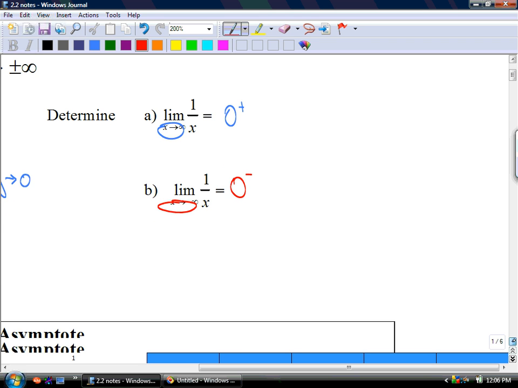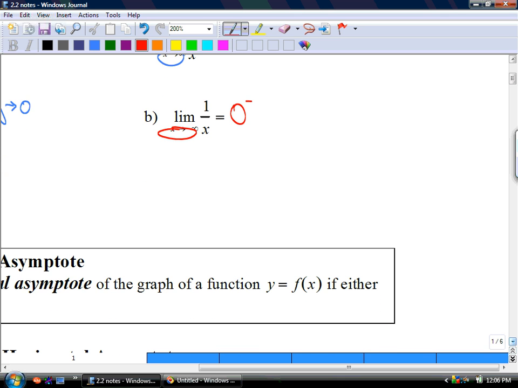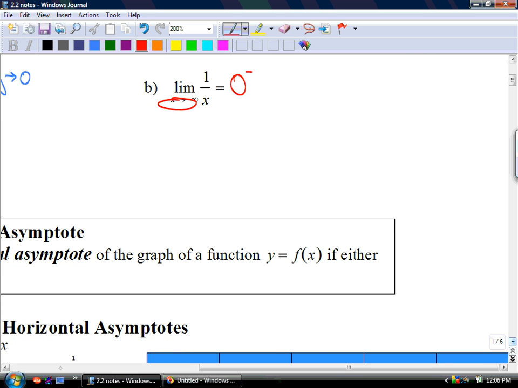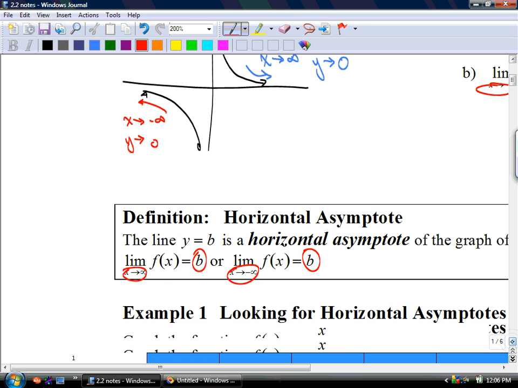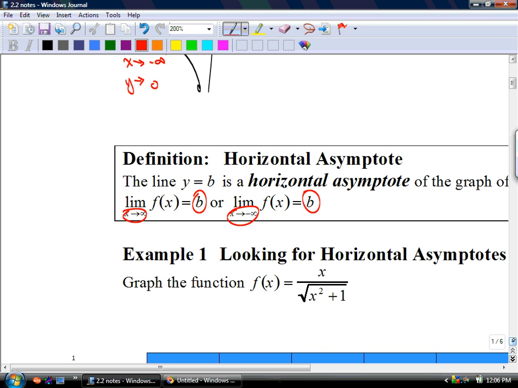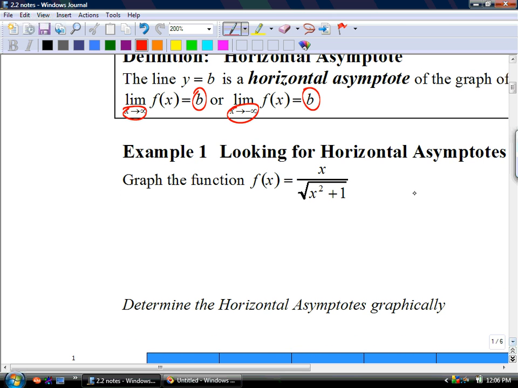So then the next thing that we did was define what a vertical asymptote is. And in high school and in grade 11, we didn't really define it in this way because, well, you weren't ready for the whole idea of a limit. So the horizontal asymptote is when you approach infinity and it approaches some number b, or if you approach negative infinity, you approach some number b. And then we graphed y equals x over x squared plus 1, and we said the graph looked like this.